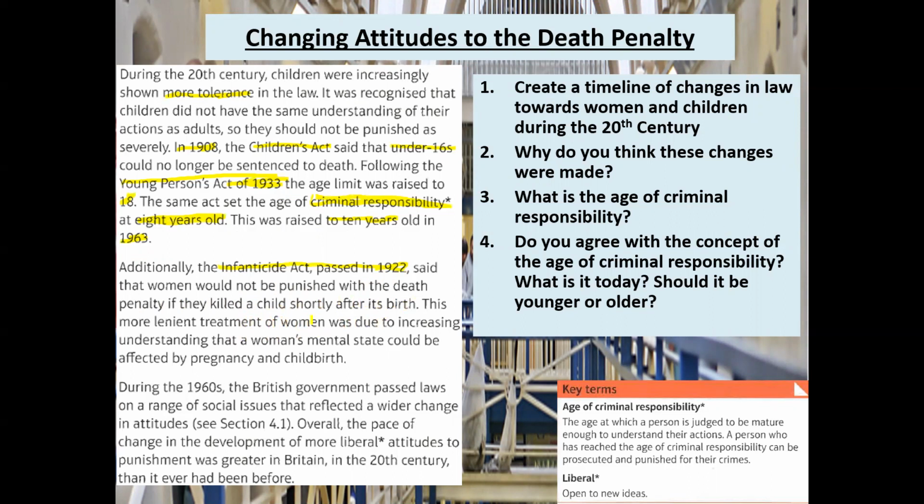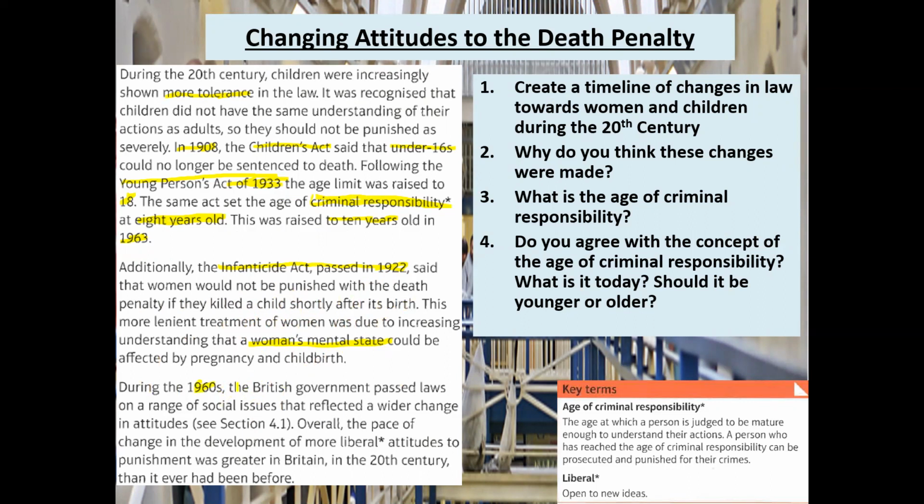This was a result of doctors and mental health professionals increasingly starting to understand the link between childbirth and depression, postnatal depression and things like that, and that a woman's mental state could often be affected by pregnancy and childbirth. So again, the 1960s, we keep coming back to the 1960s.